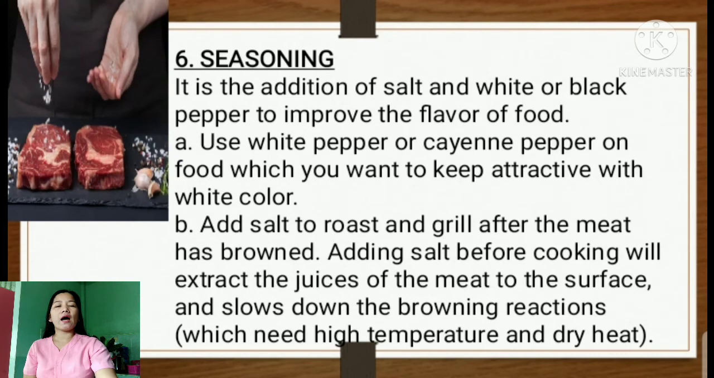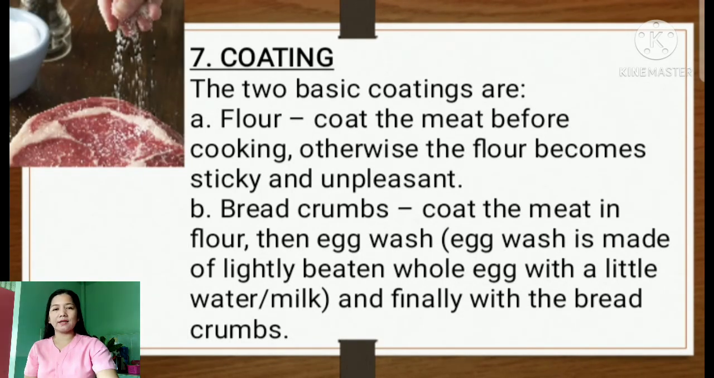Letter B, add salt to roast and grill after the meat has browned. Adding salt before cooking will extract the juice of the meat to the surface and it slows down the browning reaction.